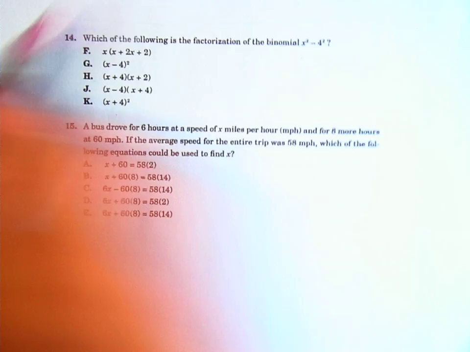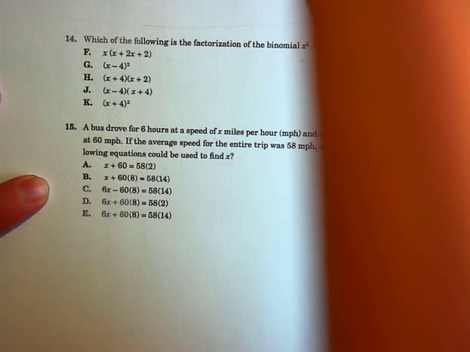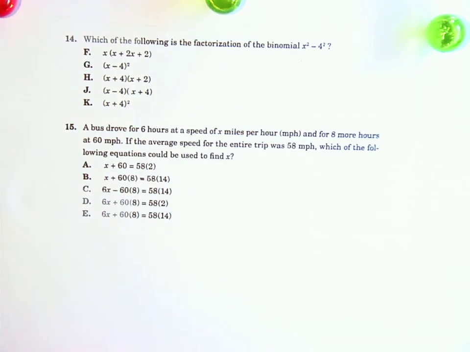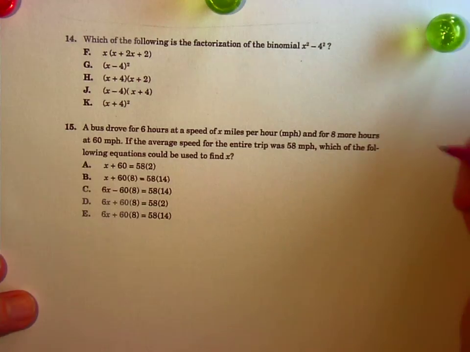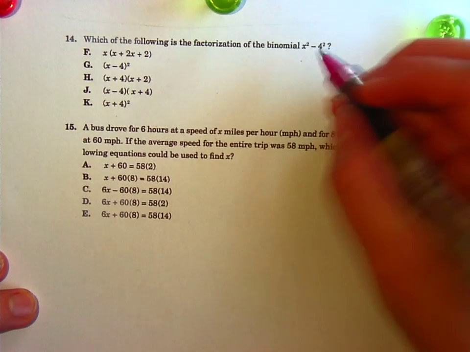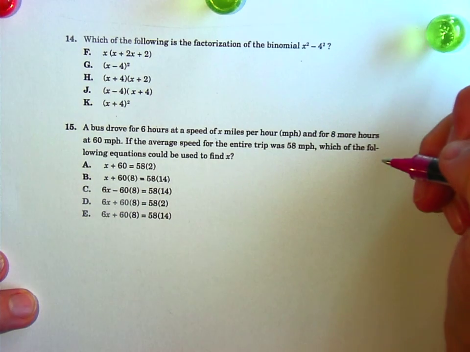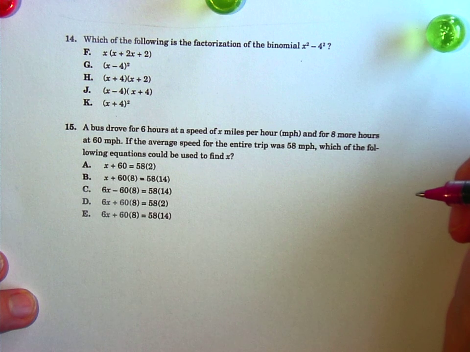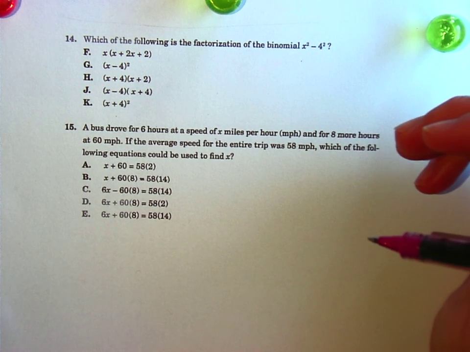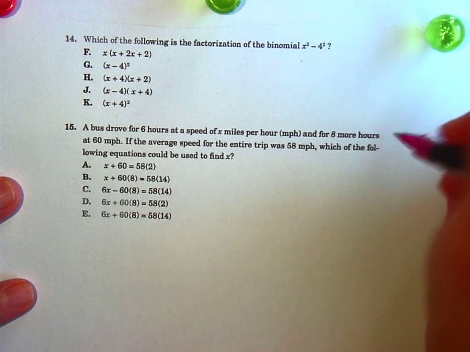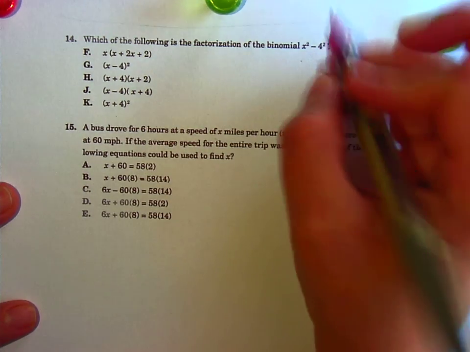All right, 2 left, almost done. Which is the factorization of this binomial, x squared minus 4 squared? Okay. So we're going to work on factoring more in detail next week. Or not next week, but next lesson.